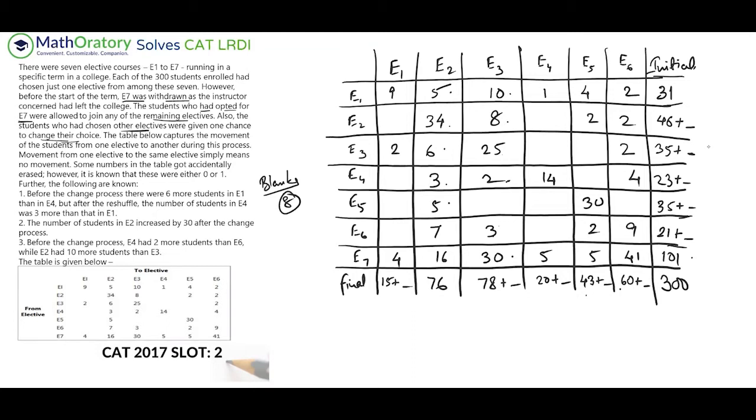Now, we had read till this point of the table below. So let's see. Movement from one elective to the same elective simply means no movement. This was anyhow obvious. So something like, let's say, this number 9. So this says E1 to E1. So basically these are 9 people who stick to E1, right? So that is pretty obvious anyhow. Some numbers in the table got accidentally erased. We can see that. However, it is known that these are either 0 or 1. So this is another good thing.